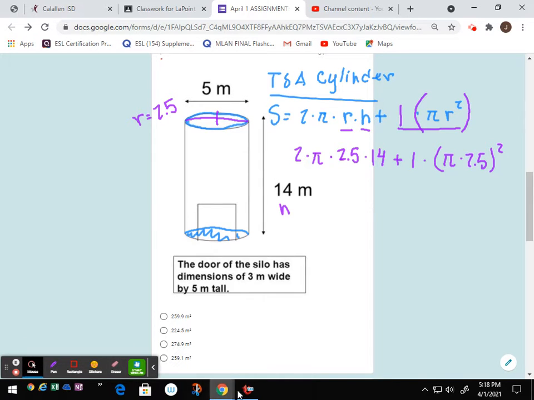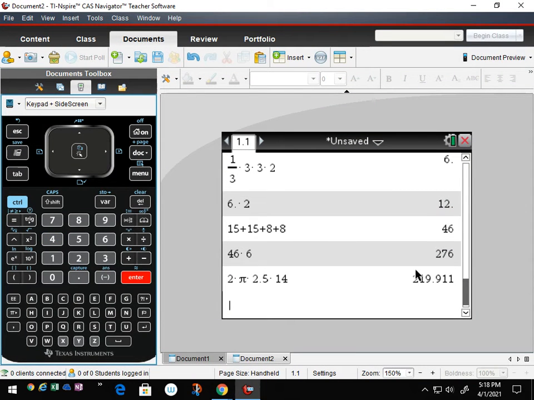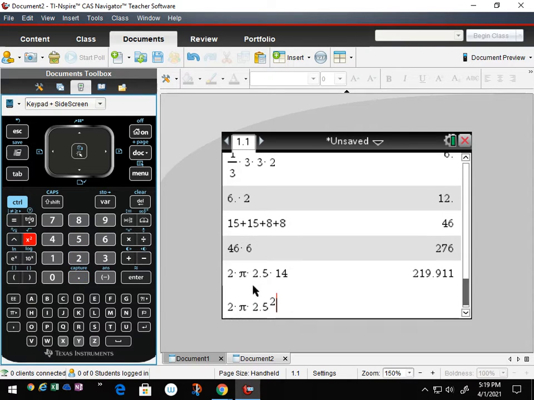So in the calculator, we'll do 2 times pi times our radius of 2.5 times our height, which is 14. We hit enter. Here's our first part, 219.9. Then for our second part, usually we would hit 2 times pi r squared, right? So here's what we would usually do, and our radius is 2.5 squared. This is what we would usually put right here, okay?